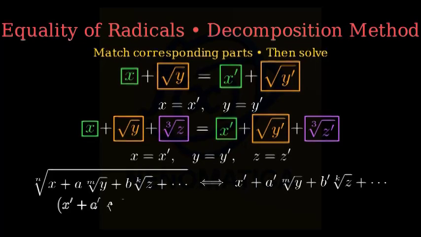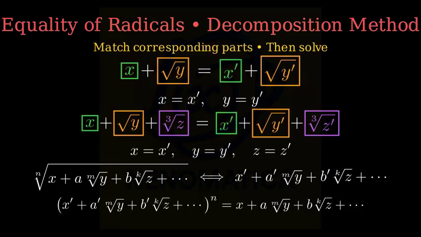Then raise both sides to the nth power and match the like radical parts. This turns a complicated radical into a solvable system.